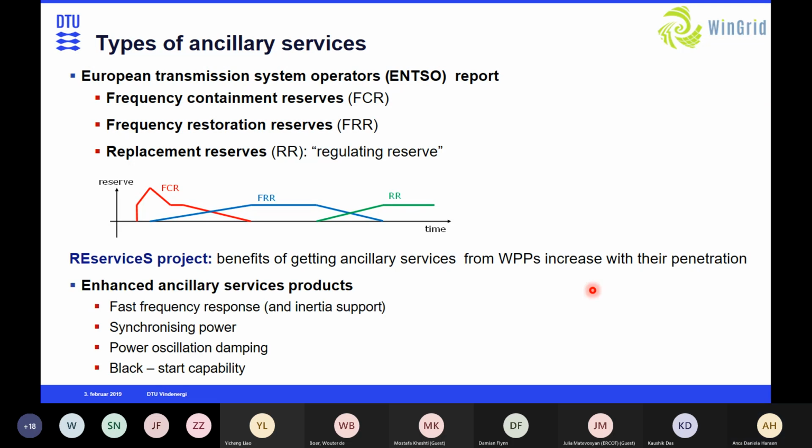As I mentioned before, the large penetration of RES has also created requirements, and it will continue to generate requirements for new ancillary services products. As new ancillary services products, we have the fast frequency response and inertia response, synchronizing power and power system oscillation damping, and of course, black start capability.